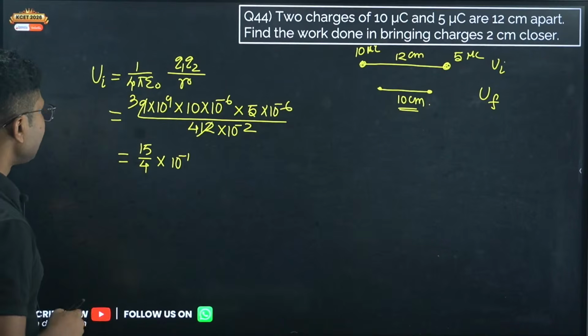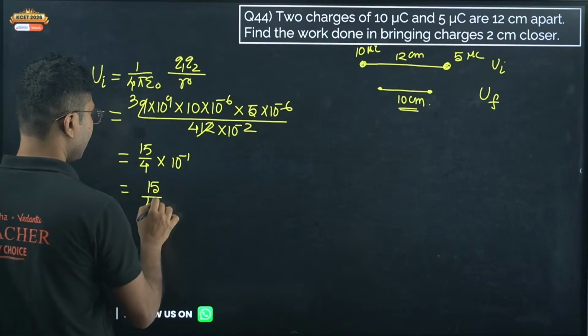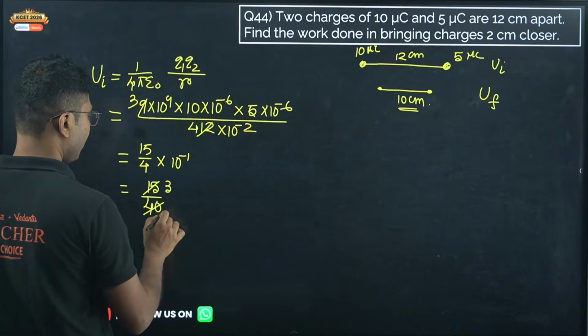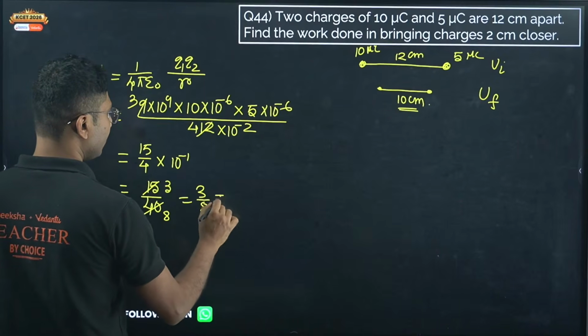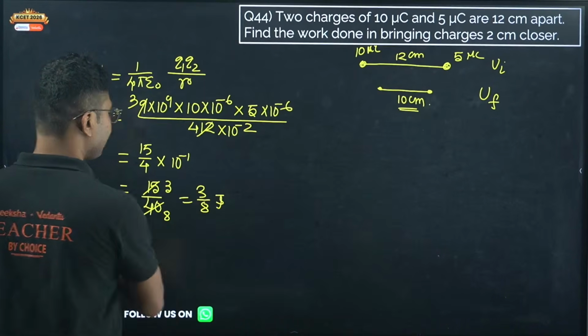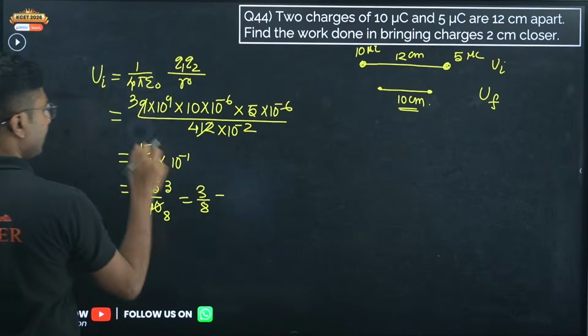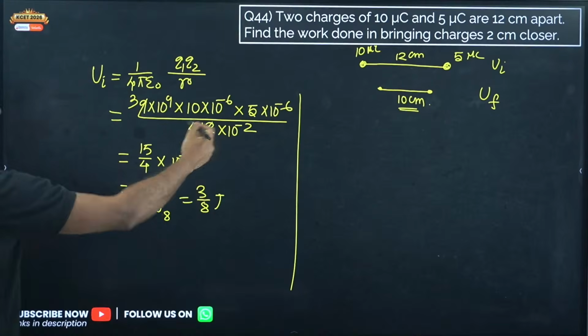So this is the initial potential energy, that is 15 by 40. 3 5s are 15, so it will be 3 by 8 joules. This is the initial potential energy. You need to calculate the final potential energy. To calculate the final potential energy, everything will be the same except the distance will change.